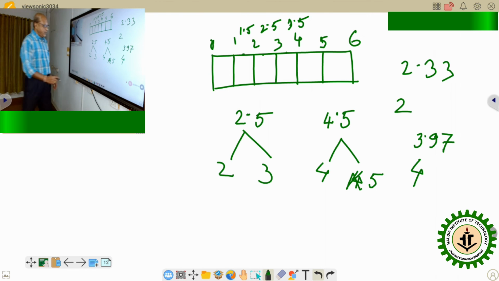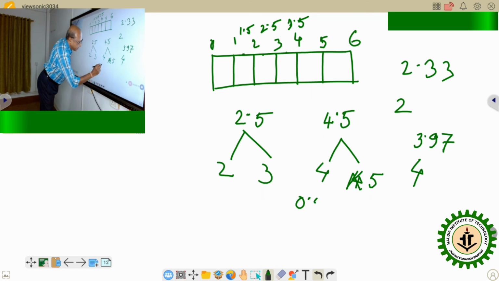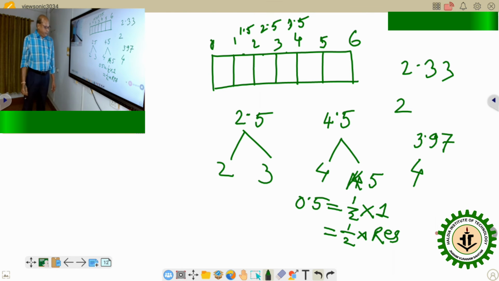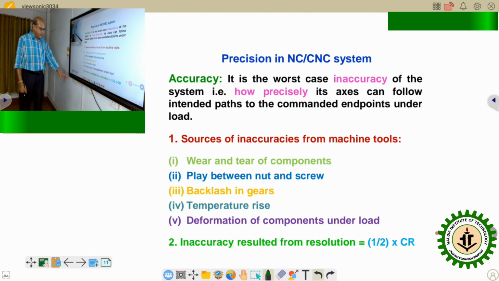So 0.5, how can you write? That is the maximum error. Let's say half into 1. That means, in generic terms, half into your resolution. That is why it is written as half into CR.